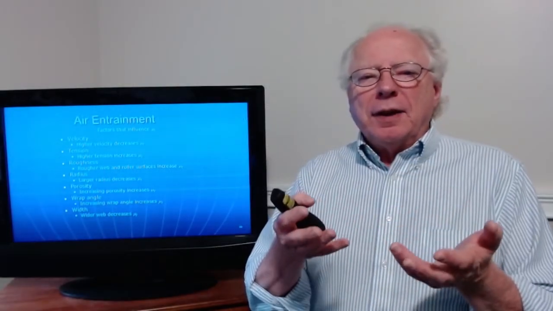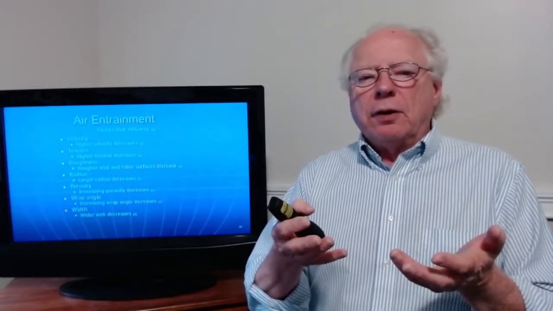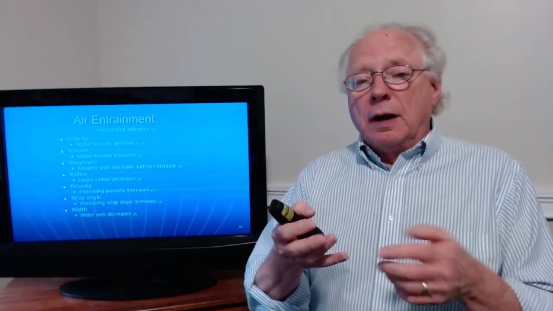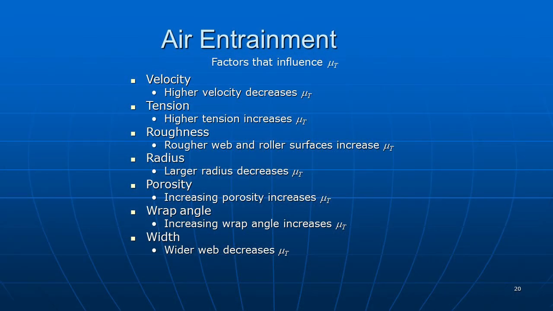The factors that affect the coefficient of traction come out of the formula. Velocity is the first one here. Higher velocity decreases the coefficient of traction. So the faster you run, the less traction you're going to have if air entrainment is a factor. Now that typically is going to mean that in the future this problem is only going to get worse because everybody wants to run faster. And slowing down generally is not an option.